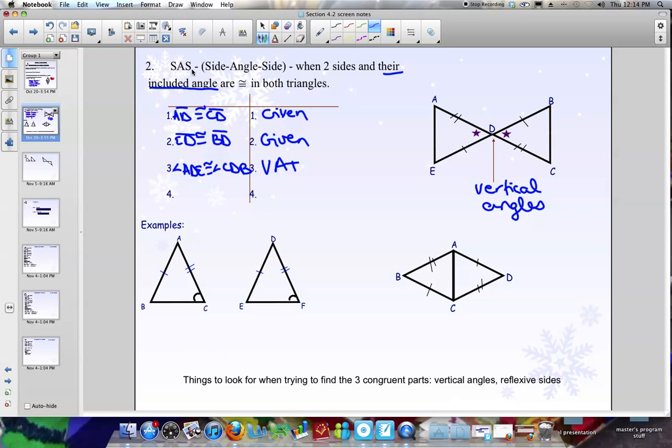Since I've accomplished finding two sides and their included angle in one triangle being congruent to two sides and their included angle in the other triangle, I can say that my triangles are congruent, and my reason will be side angle side. So I would say triangle ADE is congruent to, and remember to use corresponding parts. A goes to C, D goes to D, and E goes to B.